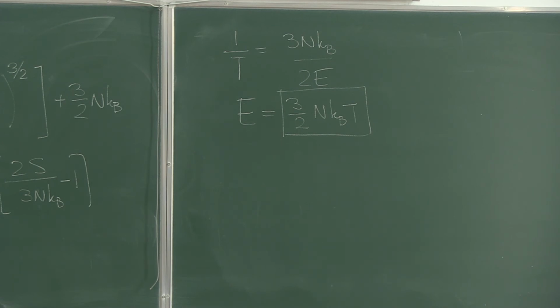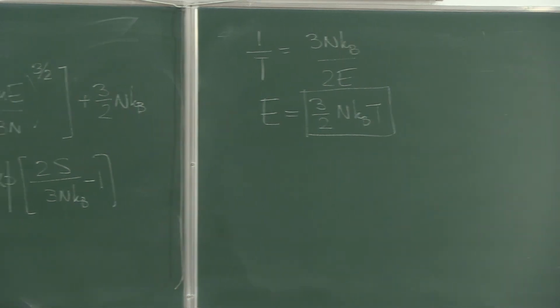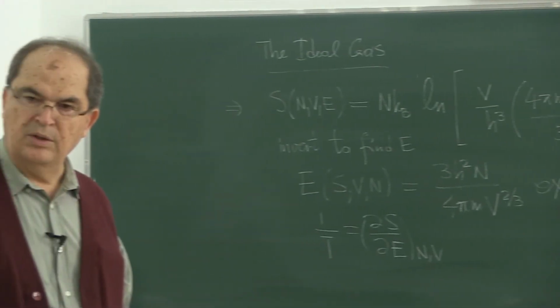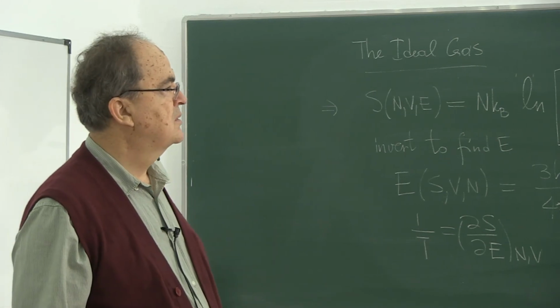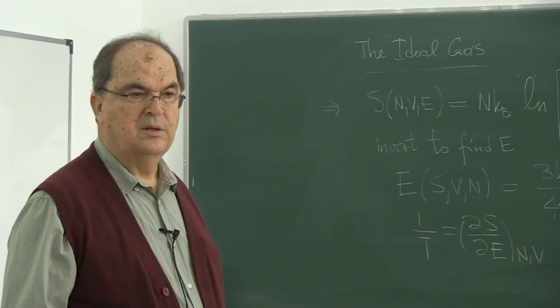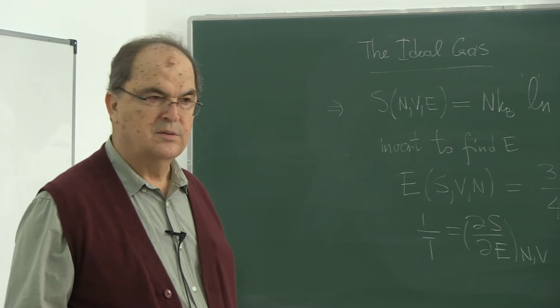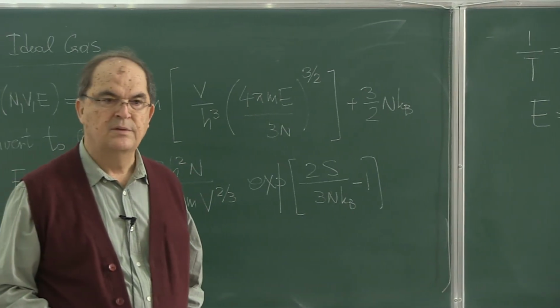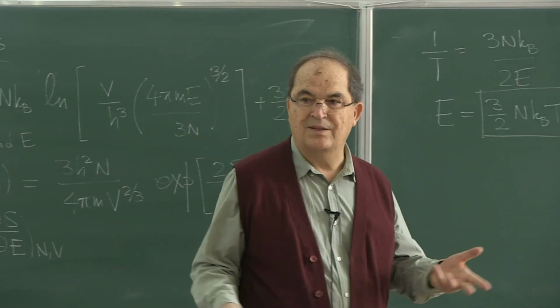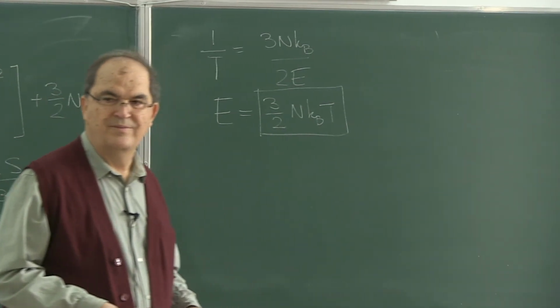Is that what you expected? Why? Because you know something from classical mechanics, which is called equipartition of energy, and it says each degree of freedom contributes 1/2 k_B T to the total energy. You have 3 degrees of freedom per particle, 3 times 1/2 k_B T times the number of particles. That's the total energy. That's correct. It is wonderful to get that, isn't it? Very easily done. QED.